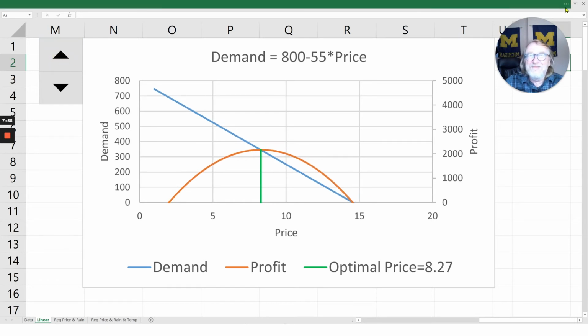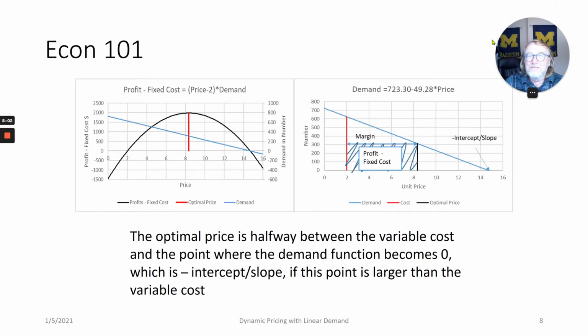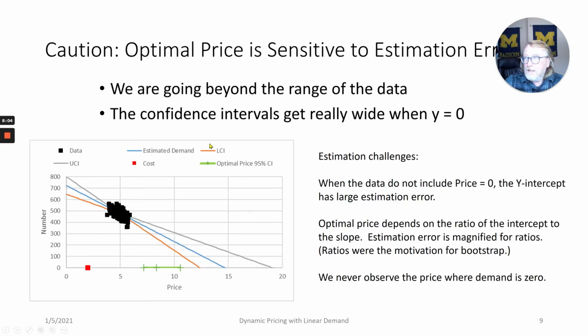Okay, so enough of that. So some cautions about this. Often in economics, you don't worry about statistical estimation issues, but there's some very, very big ones here.